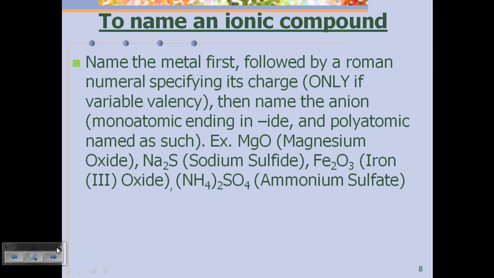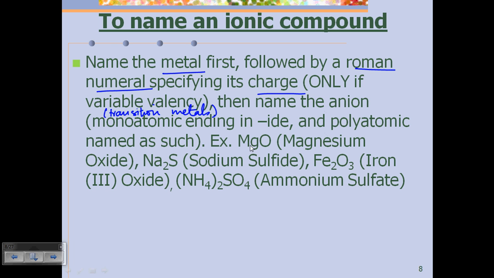To name an ionic compound, you name the metal first, and you put a Roman numeral to specify its charge if your metal shows a variable valency. And that is generally true for transition metals. Transition metals tend to show more than one valency, so you've got to specify the charge on that valency by using a Roman numeral. And if you have an alkali or alkaline earth metal ion, that is from group 1 or 2, you don't need to do this because they do not show variable valency. And then you name the anion: the monatomic one ends in "ide," and the polyatomic you name as such.